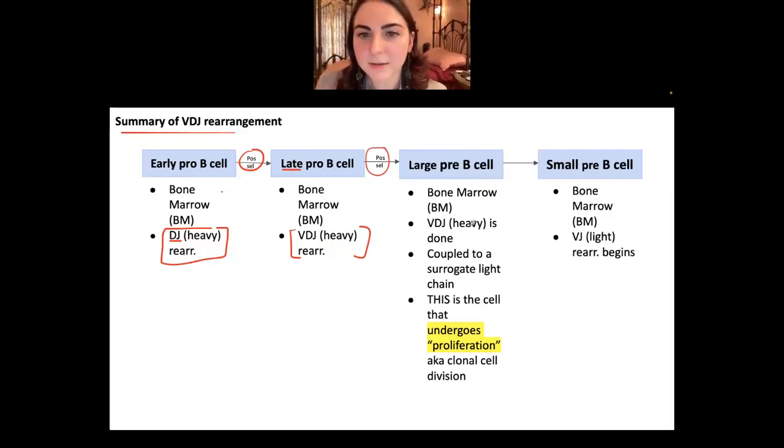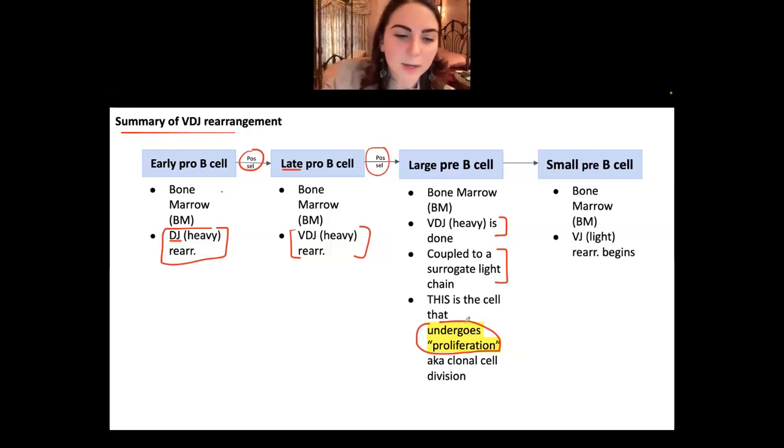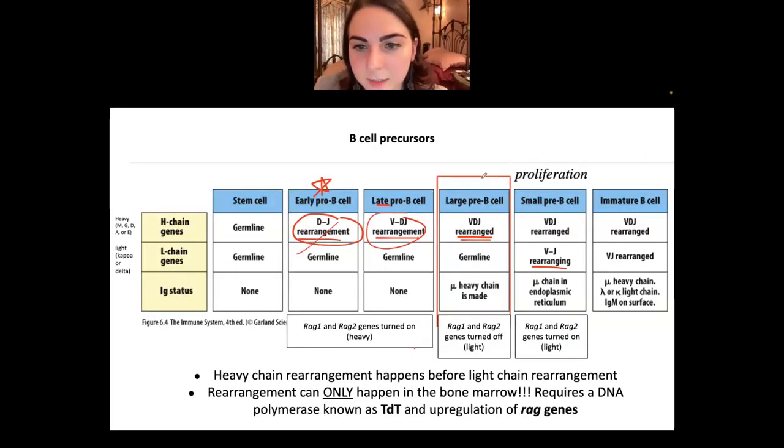So VDJ is done. You couple it to that surrogate light chain. This is the one that's undergoing proliferation. So this is going to start dividing. And this is actually why, let me go back to this slide, that's why I circled this in red, because this is the one that's going to undergo proliferation.